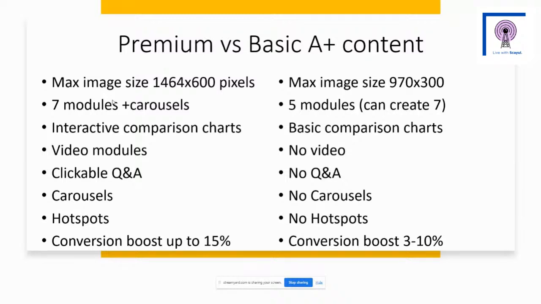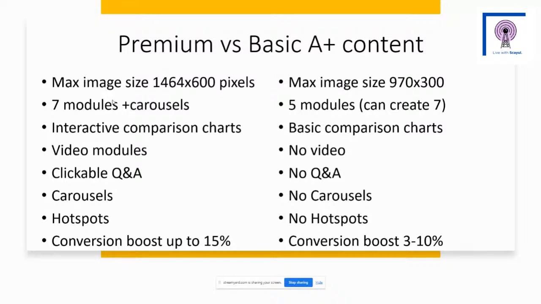But one of the biggest things is that the image sizes are a lot bigger than basic A+ content. So you've got 1464 by 600 pixels as opposed to 970 by 300. So particularly when people are shopping on mobile, taking up that extra space on the page is so valuable in terms of capturing people's attention. You've got 7 modules. Basic A+ is in theory 5 modules, but you can create 7.